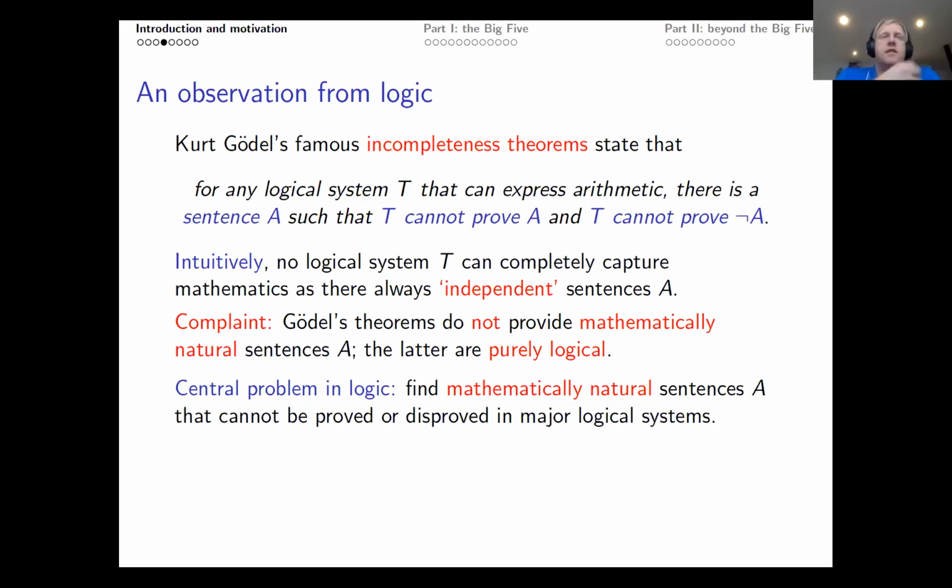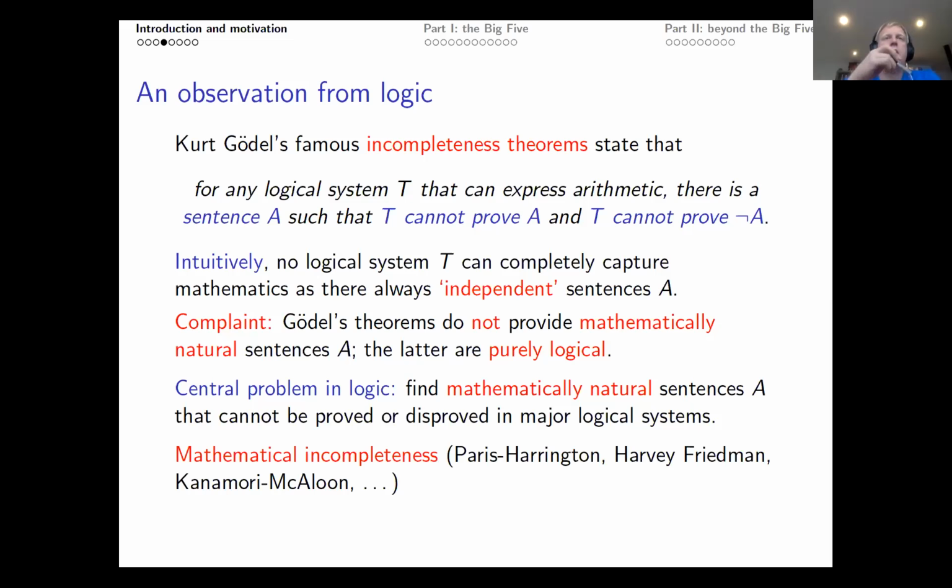And since then, there's a pretty central problem in logic to find mathematically natural sentences A that cannot be proved or disproved in major logical systems. Harvey Friedman is well known for this mathematical incompleteness research, and other famous names are Paris and Harrington, Jeff Paris and Leo Harrington, Kanamori and McAloon, and so on.